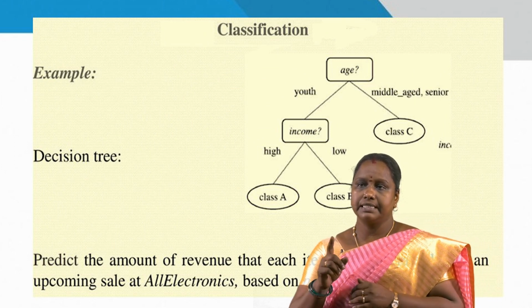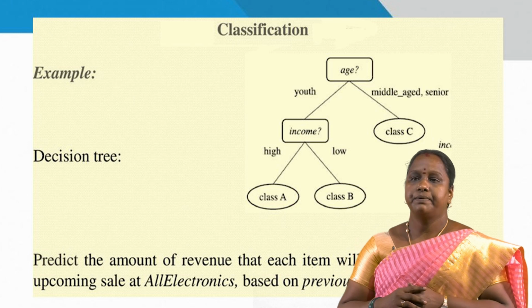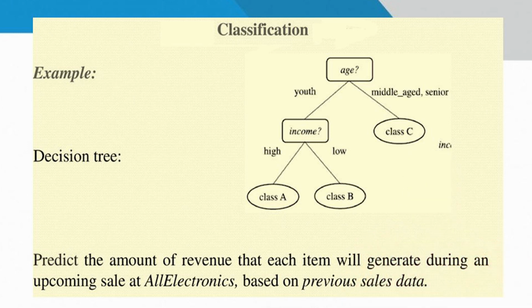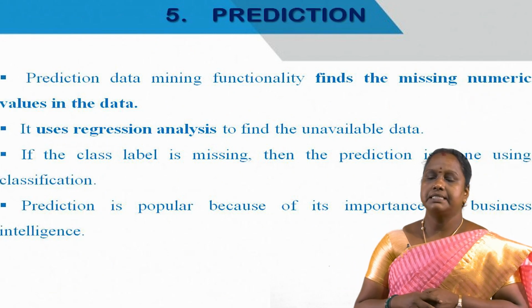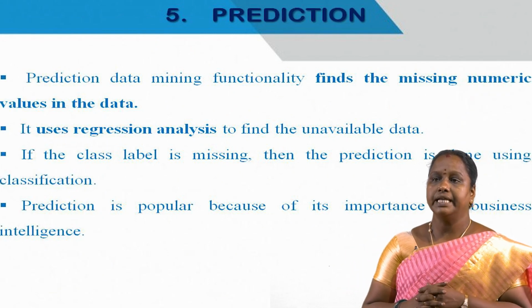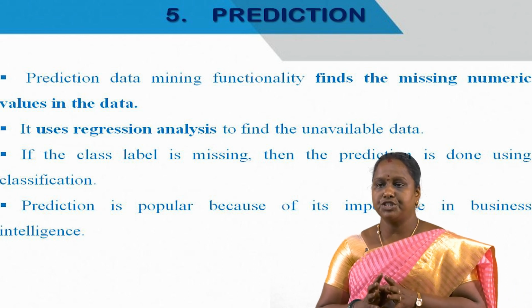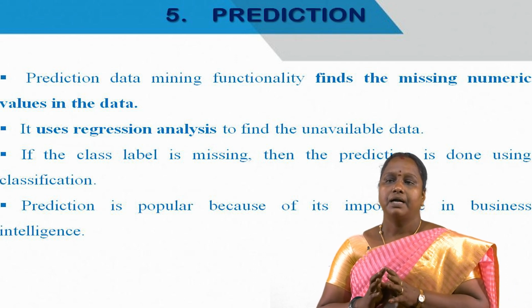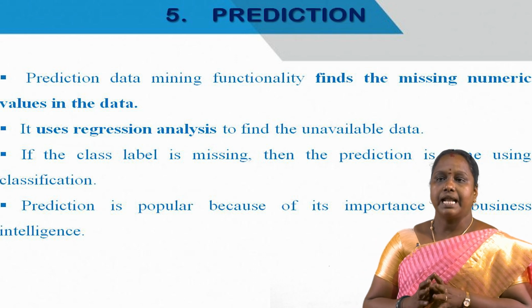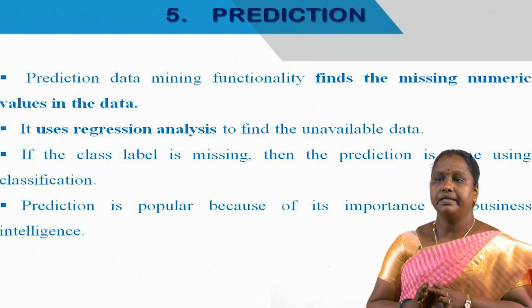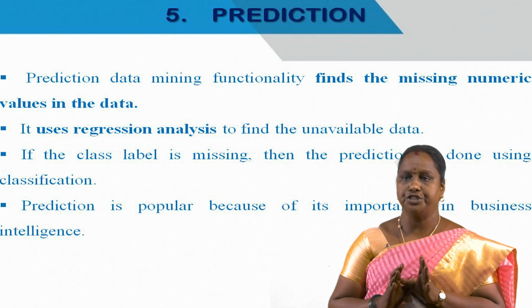Another one is a decision tree example. In this, predict the amount of revenue that each item will generate during an upcoming sale of electronics based on the previous sales data. Prediction. Prediction means, in data mining functionality, it finds the missing numeric values in the data. It uses regression analysis to find the unavailable data. If the class label is missing, then the prediction is done using classification.